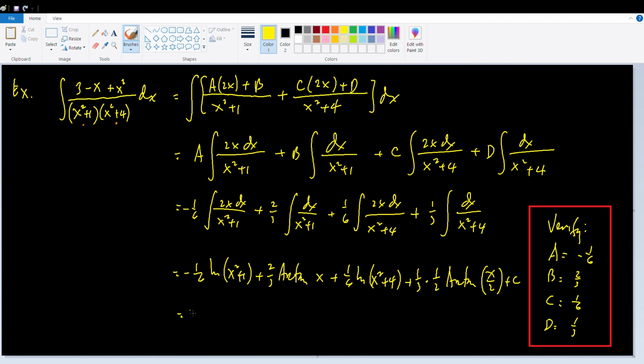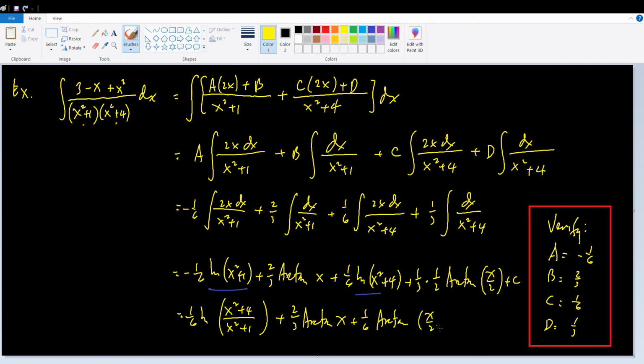Let us factor 1 over 6 between ln x, negative 1/6 ln x squared plus 1 and 1/6 ln of x squared plus 4. So that will be ln of x squared plus 4 all over, because the first ln is preceded by a negative sign, x squared plus 1, and then 2/3 arctangent of x and 1/6 arctangent of x over 2 plus c. Okay?